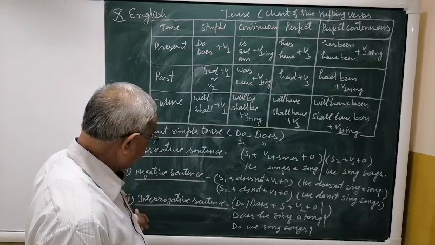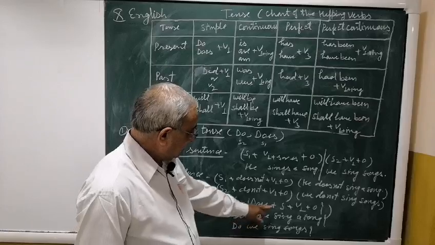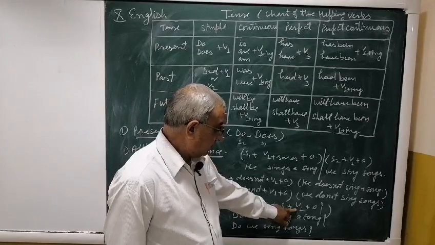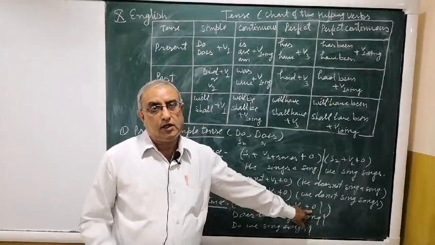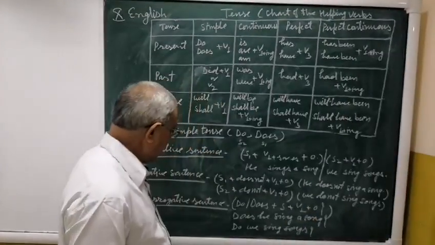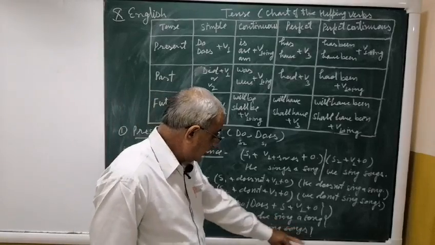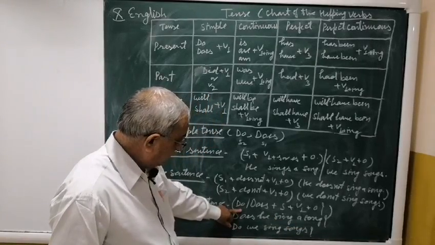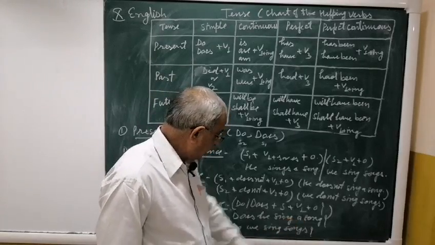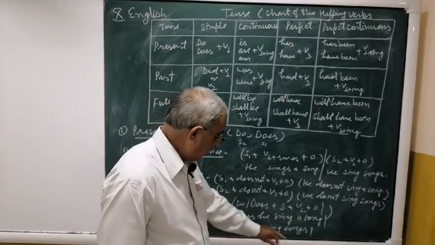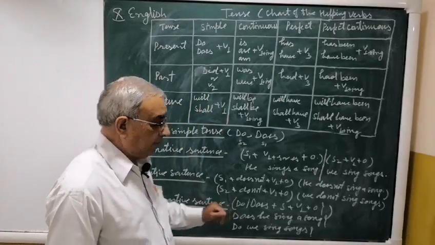Now see the interrogative sentence. First of all, write the helping verb, do or does, then the subject, then the first form of the main verb, then the object, and at the end of the sentence use a question mark. For example, does he sing a song? Does, helping verb singular, he singular, so does he sing a song? Do we sing songs? So this is an interrogative sentence using a helping verb.